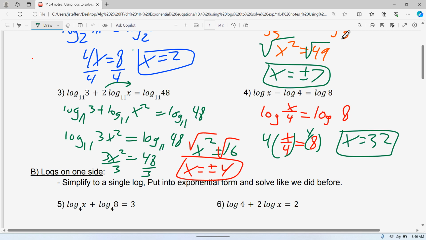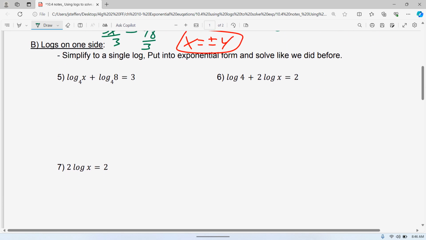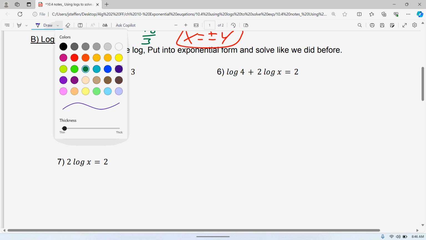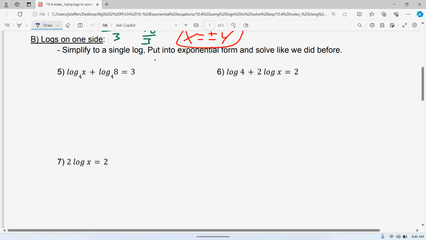All right, so the next one is having the log on one side. I personally don't actually know which one is easier. I'll leave that up to you guys to decide. So we start by combining into a single logarithm. And once we do that, we're going to put it in exponential form, and then we solve like we've done before. So we do that here in a second.